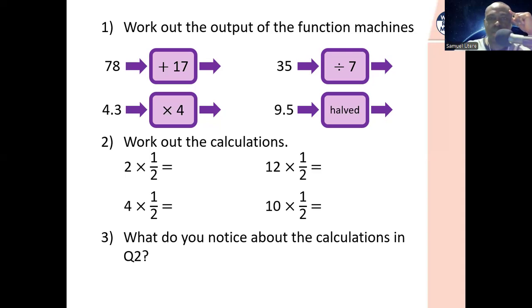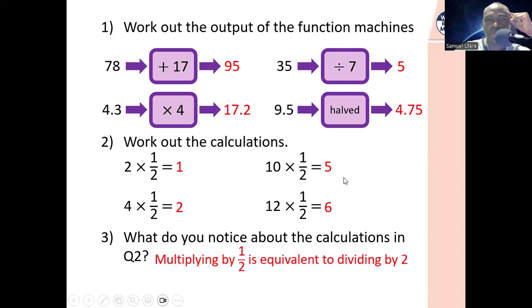Okay, let's check our answers. So here are the answers. All right, so you can see this is from your previous lesson. This is a function machine. 78 is the input. The machine is adding 17 to any number that you put in the machine. In this case, we put in 78, so our answer is 95.